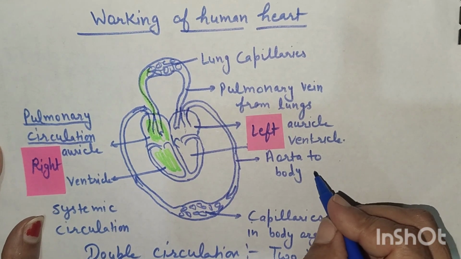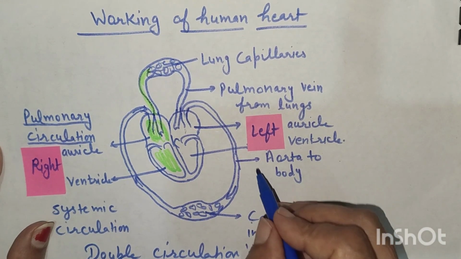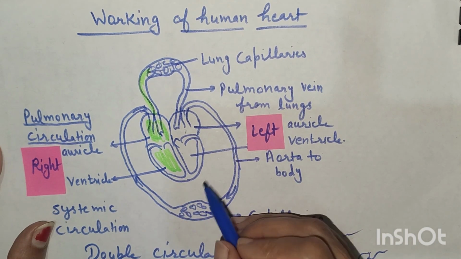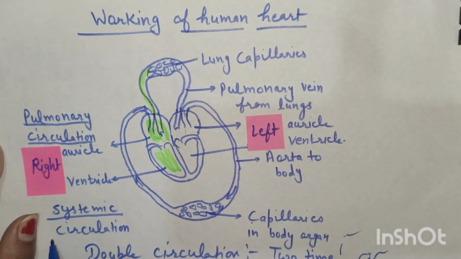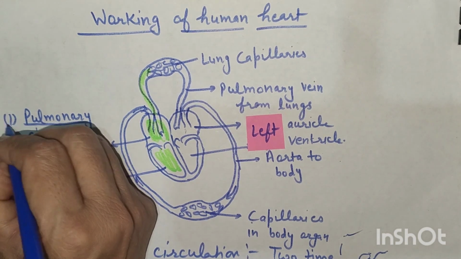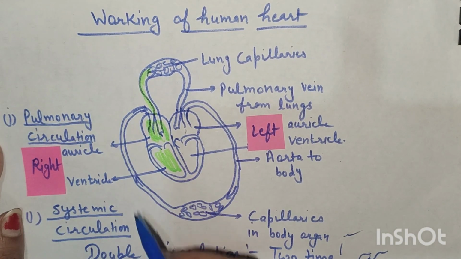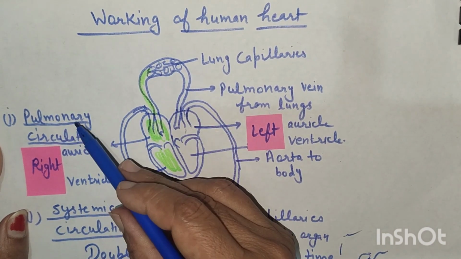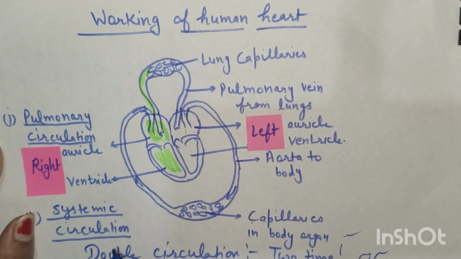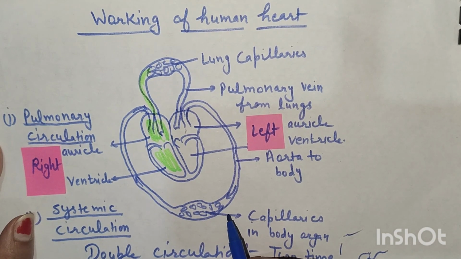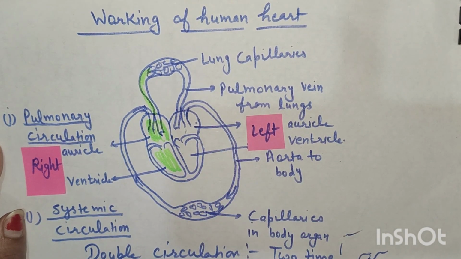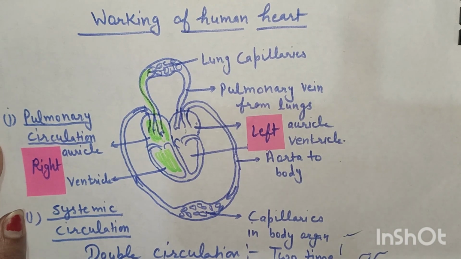That is the largest artery that carries the oxygenated blood to the different body parts and to the total system of the body. That is called systemic circulation. Here are two types of circulation, pulmonary and systemic. The word pulmonary is used for the lungs and systemic for the different body organs or the system of the body. Two times blood enters into the heart, that is why it is called double circulation.